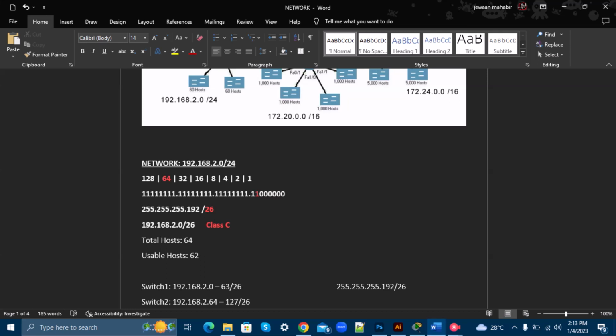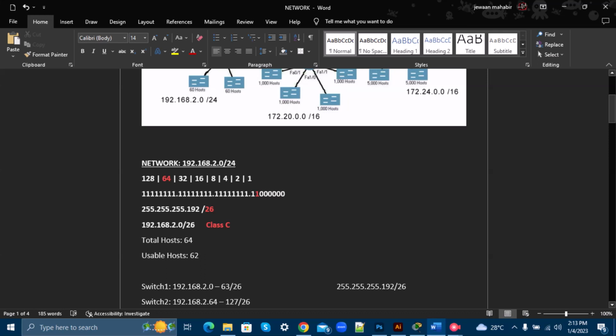Now, how I came about with /26? This here is 8 are on, 8 are on again, and 8 are on, which is a /24 up to here. Now, as we put 2 on here now, 1 and 1, we are making it a /26. As you can see, we acquired a total host of 64.